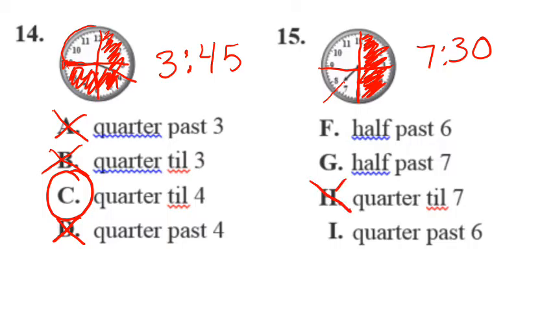I can cross off a quarter till and a quarter past. Now, I know that I am in the 7 o'clock hour, so I know that it is going to be 7:30, not 6:30.